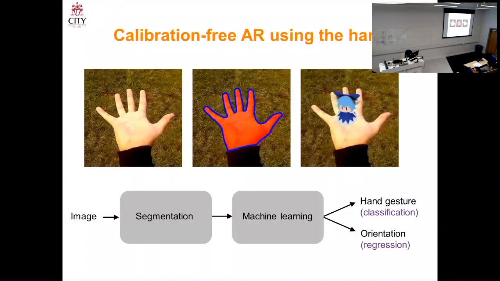Okay, here's another example of augmented reality. In fact, this is something I was doing here at City with my PhD student. The idea here was to do calibration-free augmented reality, and we wanted to use the hand as an input device. The way this worked is the first thing you would do is put your hand in front of the camera, and it would do an automatic segmentation of your hand.